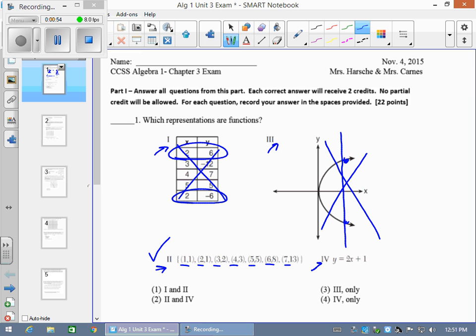Part 4, that's a line, and if you wanted to, you could graph it on your calculator. It has a y-intercept of 1 and a slope of 2. And if you look at that, you should see that it also does pass the vertical line test. So this is a function. So the correct answer was choice 2, which was 2 and 4.